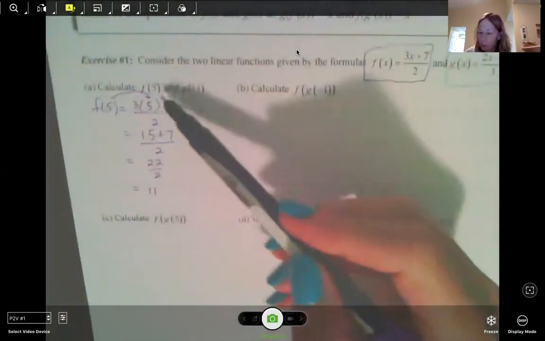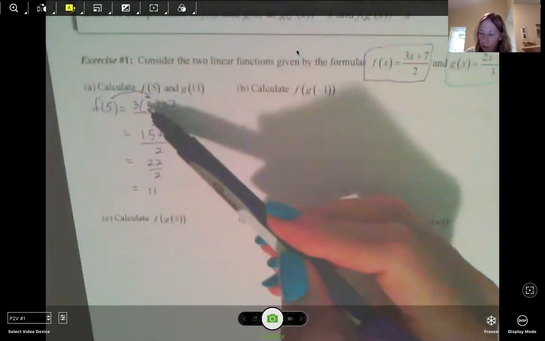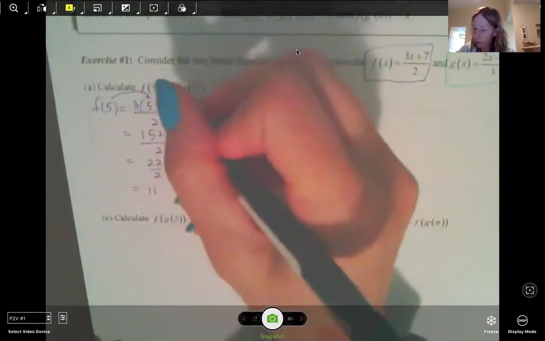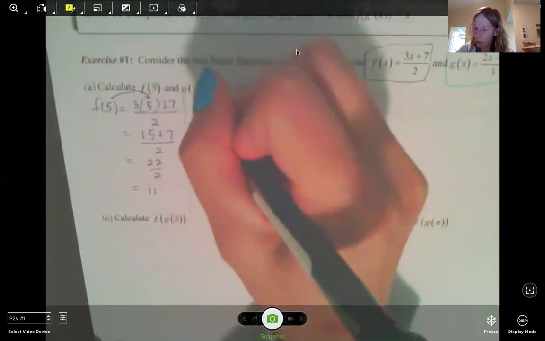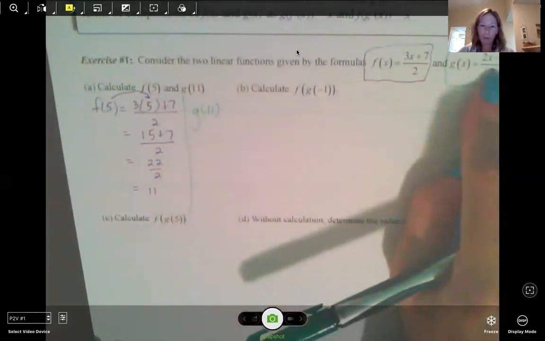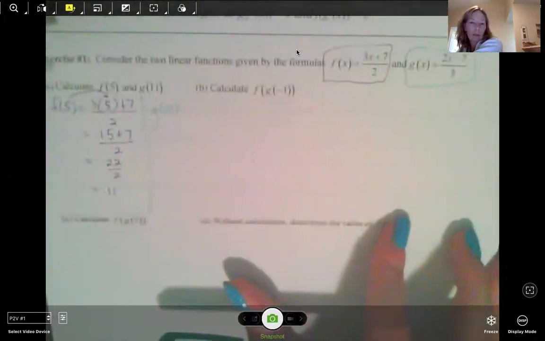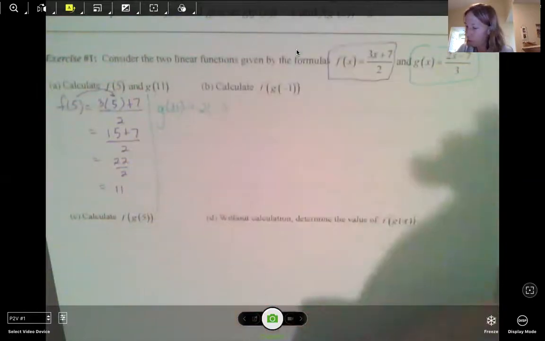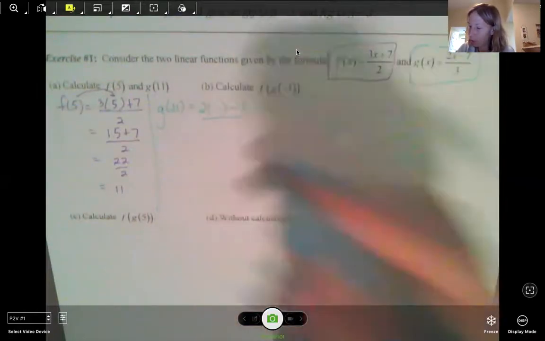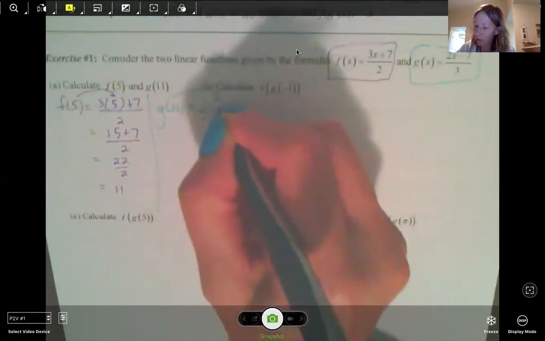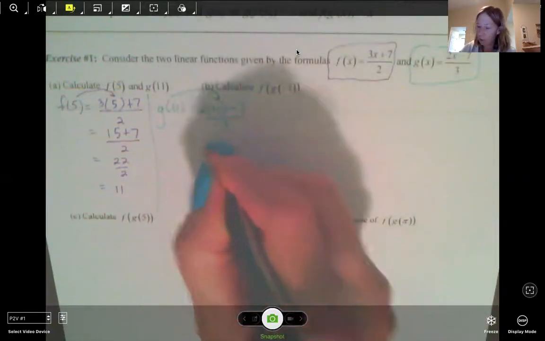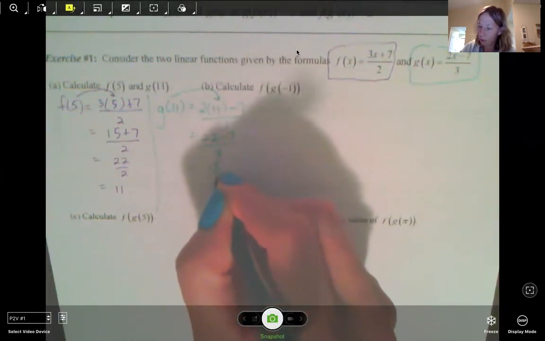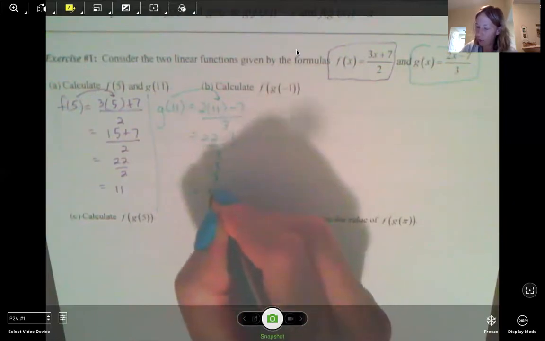So in this first example, when we do f of 5, input value of 5, we get an output value of 11. Well, then they ask us to find g of 11. So now we take this other rule, g, which says to do 2 times some input value minus 7 divided by 3. So my input value is now 11. So if I go through and do that, I get 22 minus 7 divided by 3, which is 15 divided by 3, which is 5.